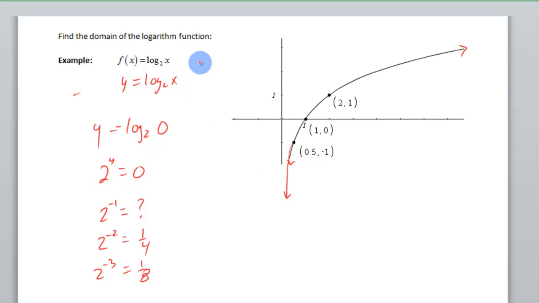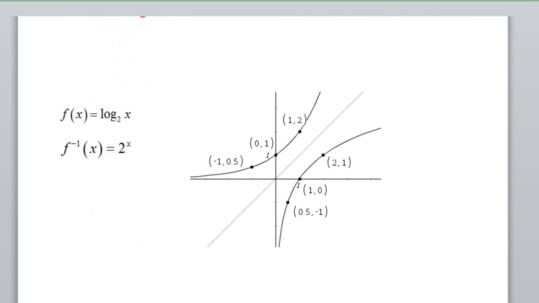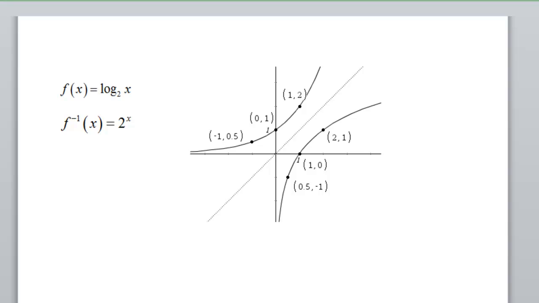So the domain of just a plain log function like this is greater than 0. So the domain of just a log function with nothing affecting the x is greater than 0. Let's look at this with its inverse. So here's my log function right there. Here is the inverse of that, which is base 2, which is this guy, the exponential.